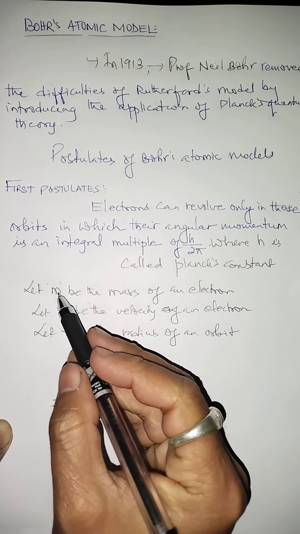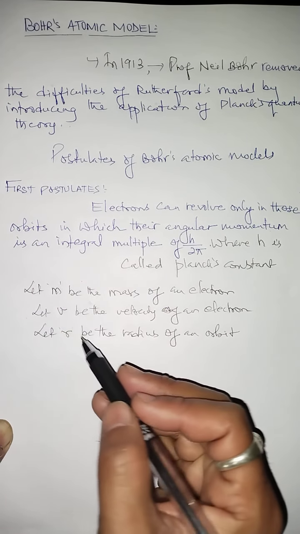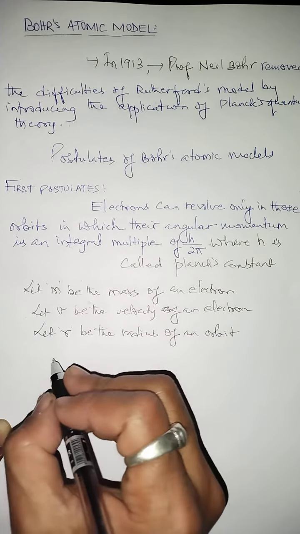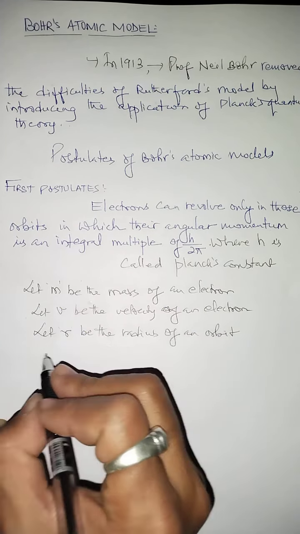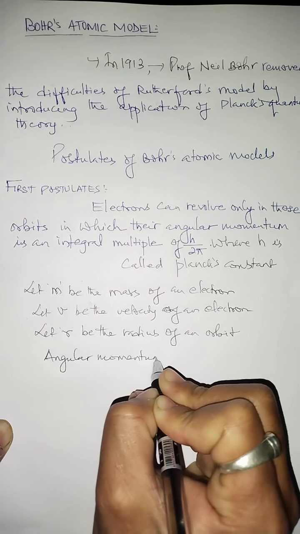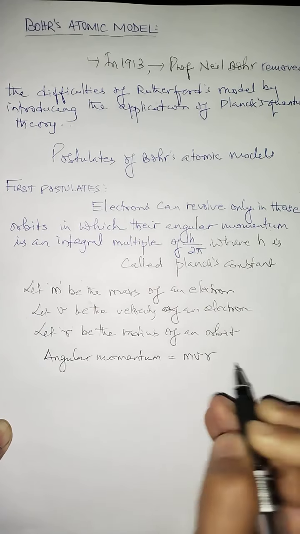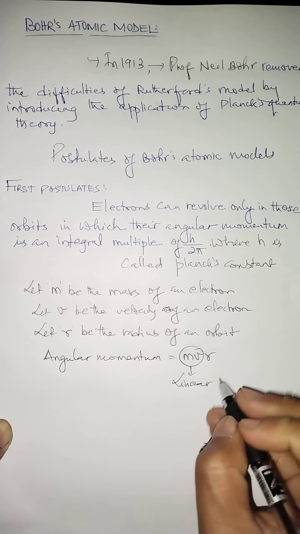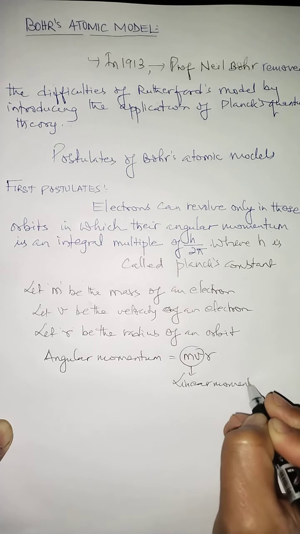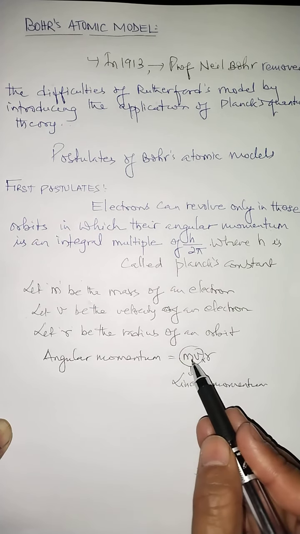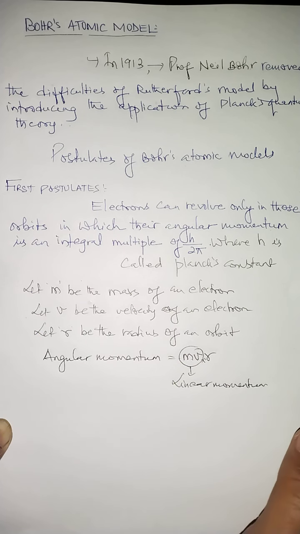So if m is the mass, v is the velocity and r is the radius of the orbit, then we always express the momentum acquired by this electron, and that momentum is nothing but angular momentum. The angular momentum is measured by the relation mvr. So children, look at it, mvr. In the relation, mv is called linear momentum. Now this linear momentum into radius measures the angular momentum.